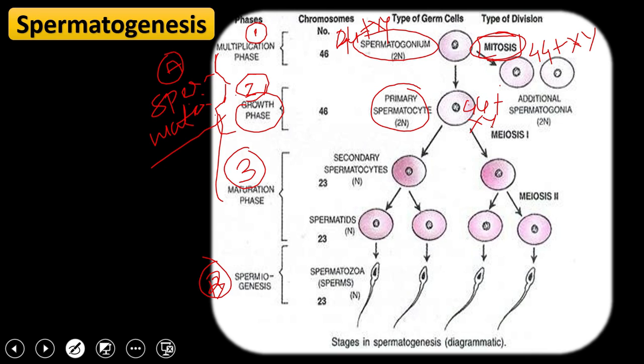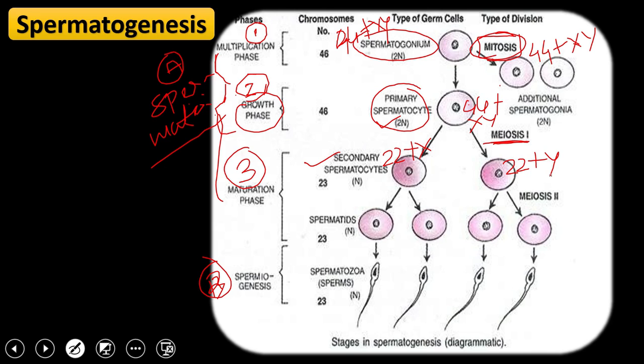This primary spermatocyte now undergoes meiosis I. We know meiosis I is a reductional division, but meiosis II is an equational division. Reductional means the number of chromosomes becomes half that of the parent cell. The primary spermatocyte is 2n, diploid, with two sets of chromosomes, 44 plus XY. After meiosis I, the number of chromosomes becomes half, so 46 leads to 23. It is then called a secondary spermatocyte. One secondary spermatocyte has 22 plus X, while the other has 22 plus Y. So there are two different spermatocytes, one with an X chromosome and the other with a Y chromosome.